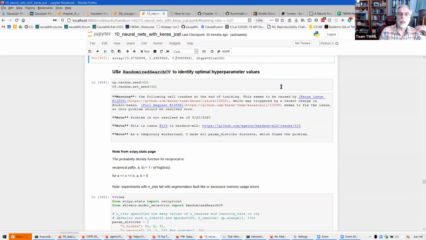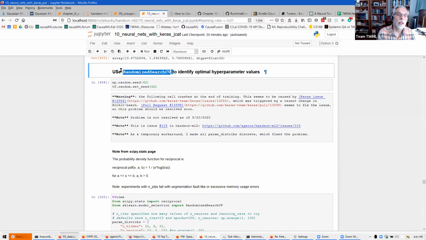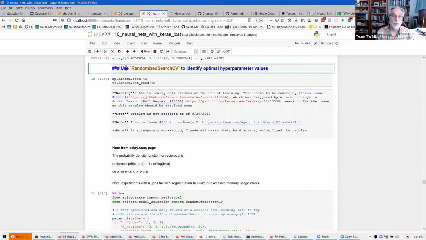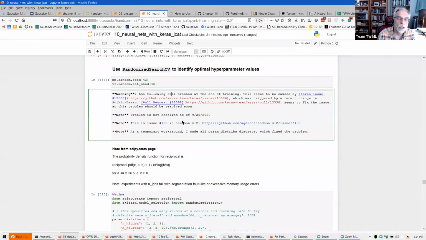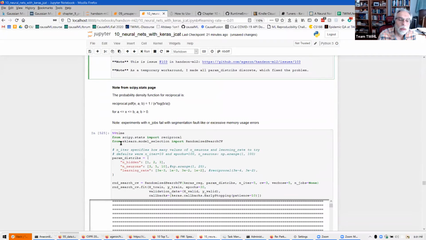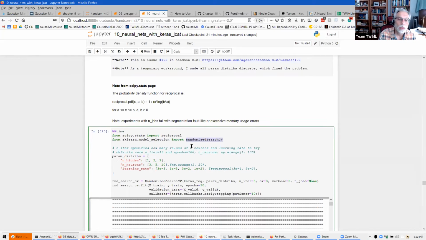Okay, so we still haven't done any hyperparameter optimization yet. So he's implemented it using RandomizedSearchCV. That's something you can import from a package that lets you do the hyperparameter search. Since we now have a model that has a Scikit-Learn wrapper, we can use the Scikit-Learn functions that we're familiar with for optimizing the hyperparameters.